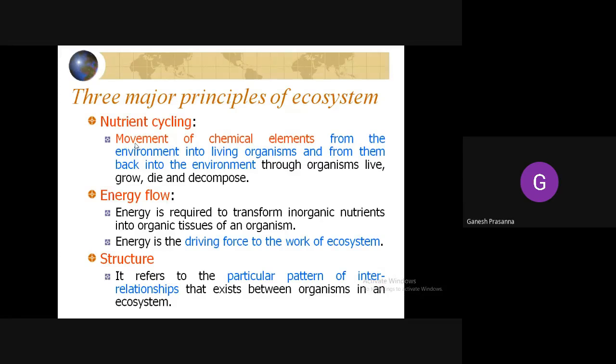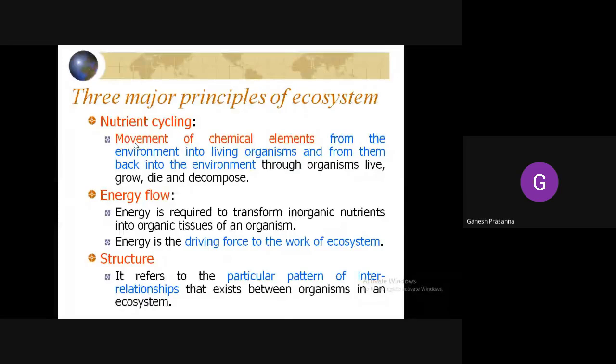The organisms live, they grow, they die and decompose. What happens is, any organism will live, they will grow using the elements that are available in nature, and when they die, they decompose, and finally the nutrients go back to the environment itself. So that is nutrient cycling. It is a continuous cycle.